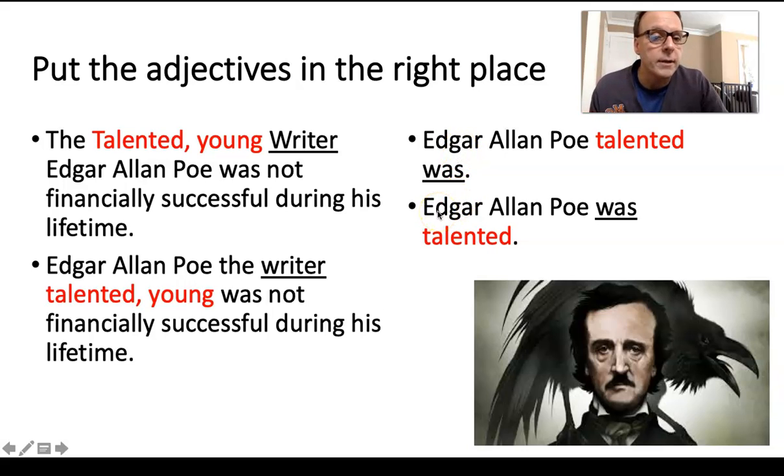But again, if you don't hear it that way, you have to think about the rule, which is if we have a helping verb like am, is, are, was, were, we're going to put the adjective after that helping verb usually. Edgar Allan Poe was talented. So the second one is the best choice.